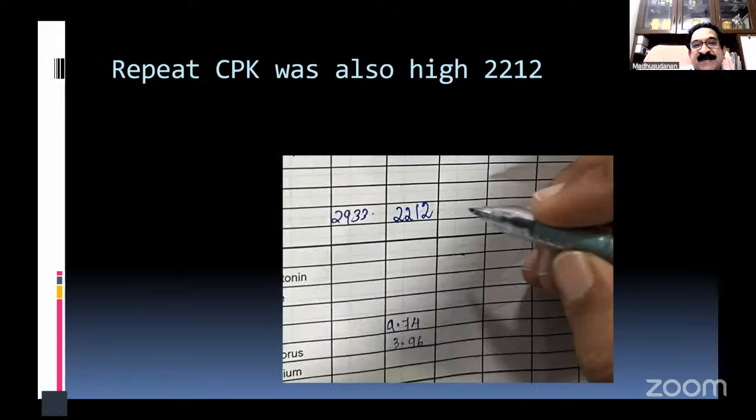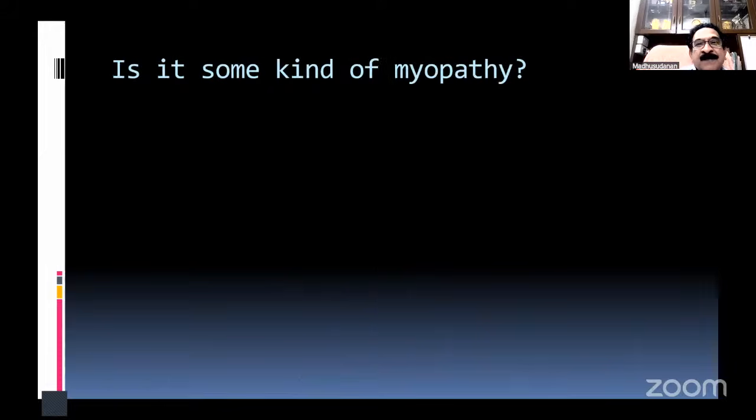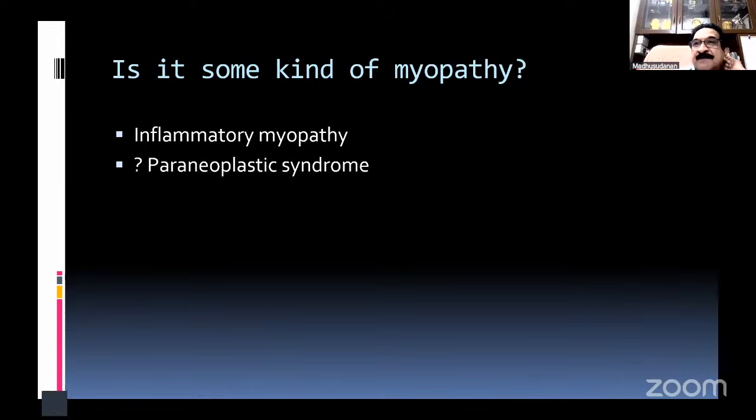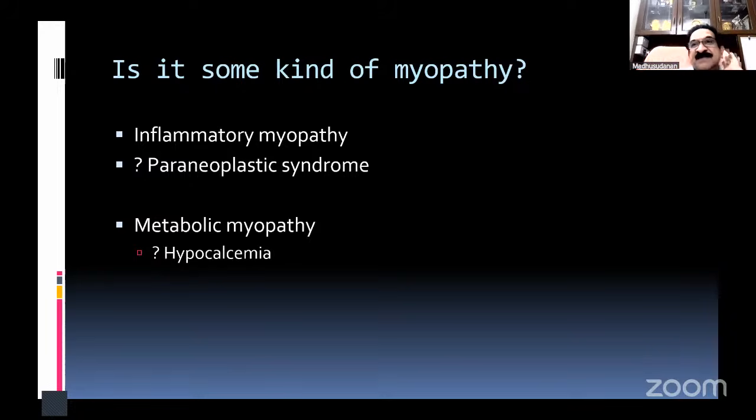This is the first CPK, the second CPK. Now the next question is in complicated myopathy, like inflammatory myopathy, like a paraneoplastic syndrome, consider the age of the patient, rapidly progressing over 3 months, or a metabolic myopathy like hypocalcemia. These are the things you have to keep in mind. So what do you want now?